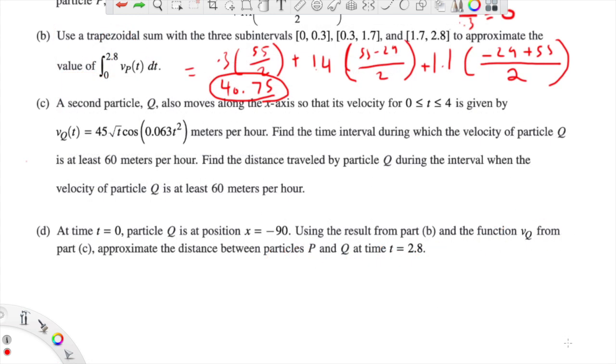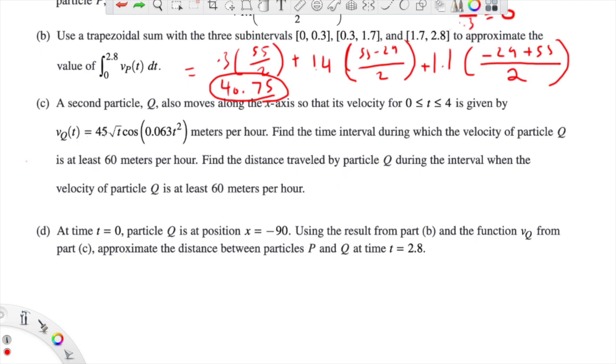All right, part C tells us that a second particle also moves along the x-axis on the interval of 0 to 4, given by some function right over here. It tells us to find the interval during which the velocity is at least 60 meters per hour. And then it says to find the distance traveled by the particle over the interval in which it is traveling at least 60 meters per hour.